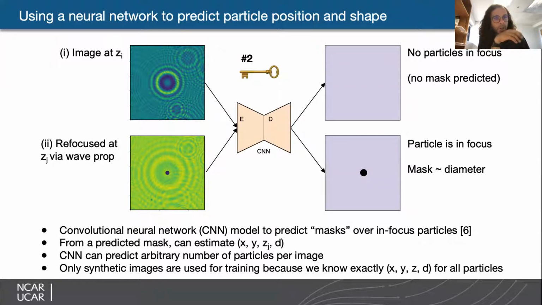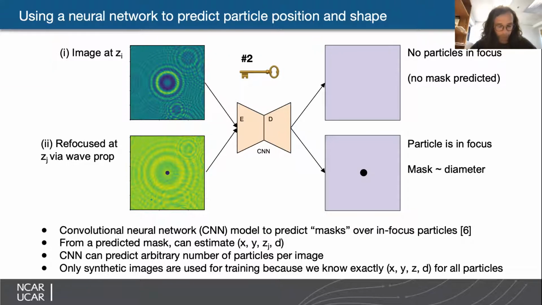Now, I want to quickly note that in the example I'm showing here, I'm just showing one particle, but there can be more than one particle in focus in one of these small tiled images. The type of machine learning model, the neural net that we've employed here, is capable of doing that. So in other words, we can predict an arbitrary number of particles per image.